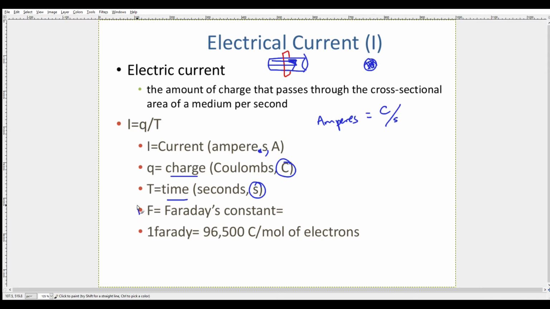Something else that's useful, which is not actually in the equation, but we're going to use it for different conversions, is Faraday's constant. 1 Faraday is equal to 96,500 coulombs per mole of electrons. This is a conversion factor. It's a very useful one. And we're going to use it in the following example problem. So just keep it in the back of your mind.